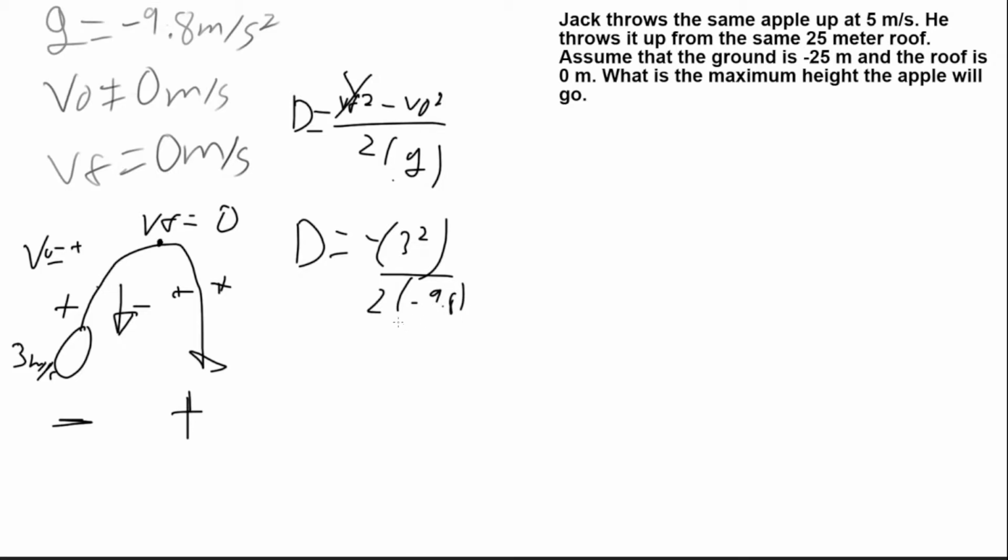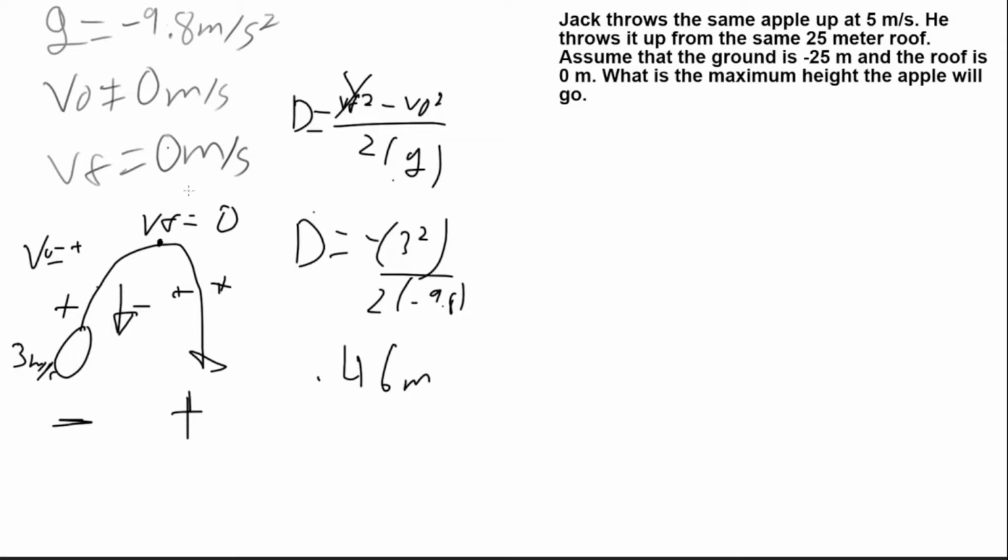Done. Then if we go to our calculator, we could do negative 9 divided by negative 19.6, which is all that math, and that is equal to 0.46 meters high. So it just went up 0.46 meters, and that's it really for this example.